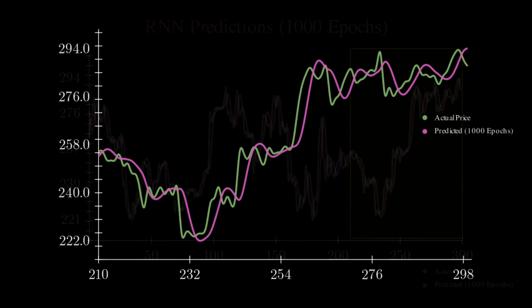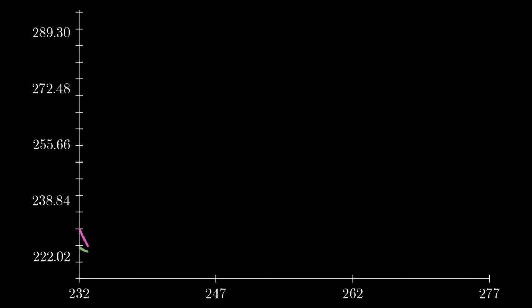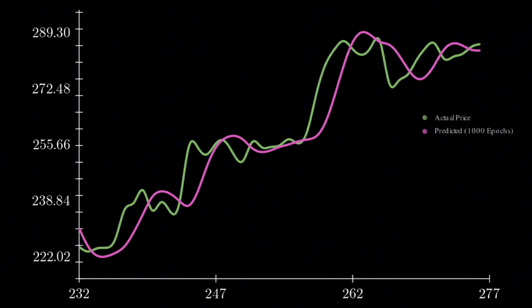Zooming into this section here, you'll notice something more interesting. The model seems to be behaving a little bit like a momentum strategy. That is, if the stock is going up, it tends to predict continued upward movement, and when the stock goes down, it expects the trend to continue. This kind of pattern following isn't uncommon, especially in financial time series, but it also means the model may struggle when a trend suddenly reverses. So while this shows promise, it also highlights that RNNs, like any other model, carry assumptions. In this case, that recent trends are predictive of what comes next.